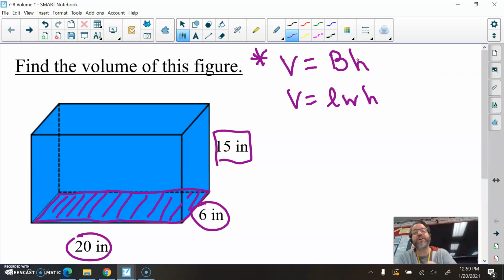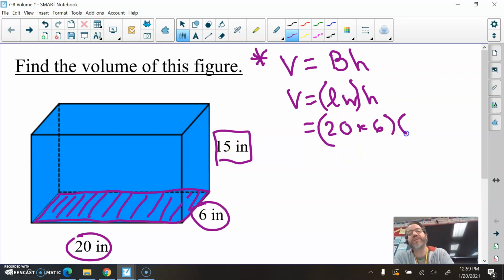But here, to find the area of the base, big B, we take length times width, which is 20 times 6. And then we will multiply that by the height, which is 15. The height of the entire prism, which is 15. And that's it. So 20 times 6, that's 120. And then we multiply that by 15, and that would be 1,800.